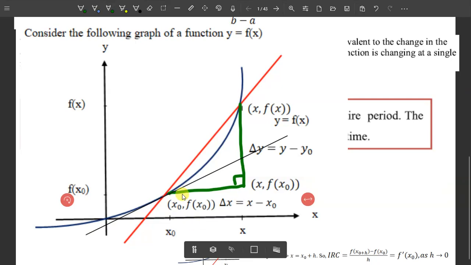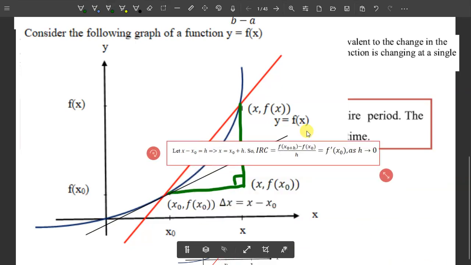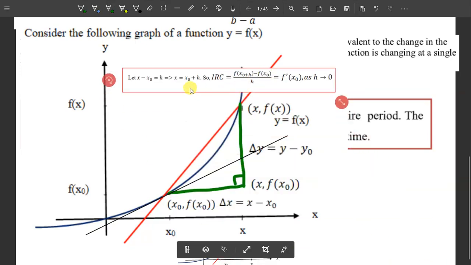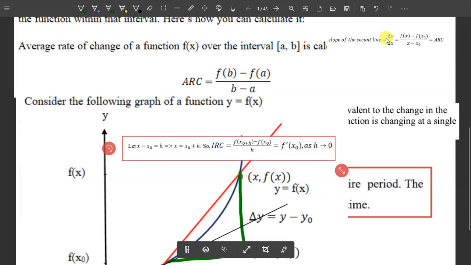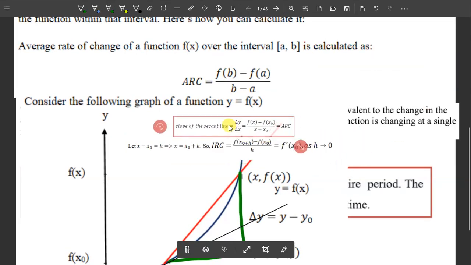In that case, the slope of this red line, which is known as the secant line, will be like this. Here, it is given as f of x minus f of x0, as we said previously. Here, the slope of that secant line.